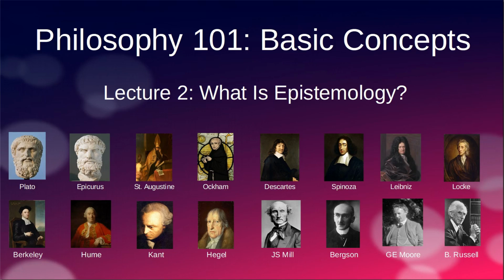On the screen are a number of philosophers who have contributed to the question of what is epistemology: Plato, Epicurus, St. Augustine, William of Ockham, René Descartes, Baruch Spinoza, Gottfried Wilhelm Leibniz, John Locke, Bishop George Berkeley, David Hume, Immanuel Kant, Georg Wilhelm Friedrich Hegel, John Stuart Mill, Henri Bergson, G.E. Moore, and Bertrand Russell. We mention these philosophers only in passing for this lecture, but we will return to them in greater detail in later lectures in the series.